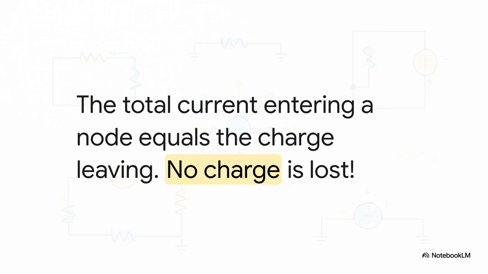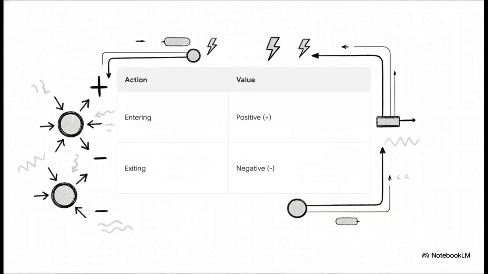I really want to emphasize this framing right here. Absolutely no charge is lost. Ever. It's a perfect system of conservation. To put it differently, if you take the algebraic sum of every single current entering and leaving that junction, it has to be perfectly null. 0.